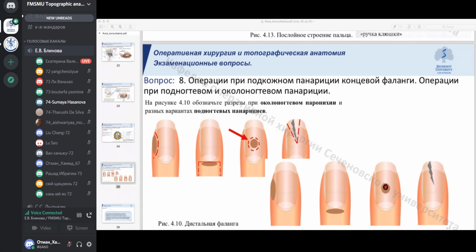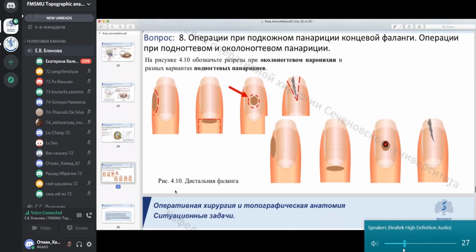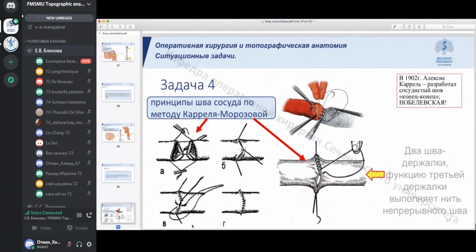Yes, I have a question, teacher. About the vessels injury, about the Morozova. So vascular suture, do you mean? Yeah, vascular surgery. Sorry. Okay. And here you can see the vascular suture, and this is a Carrel technique. This is a Morozova technique. Now, what is the difference between them?